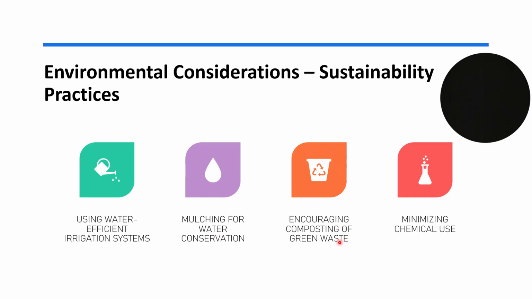Encouraging composting of green waste. This is a very nice thing that we can always do for helping the plant to grow. Use the compost from the green waste. Minimizing chemical usage, trying to reduce the pesticides and things like that. So we have to minimize the chemical usage.